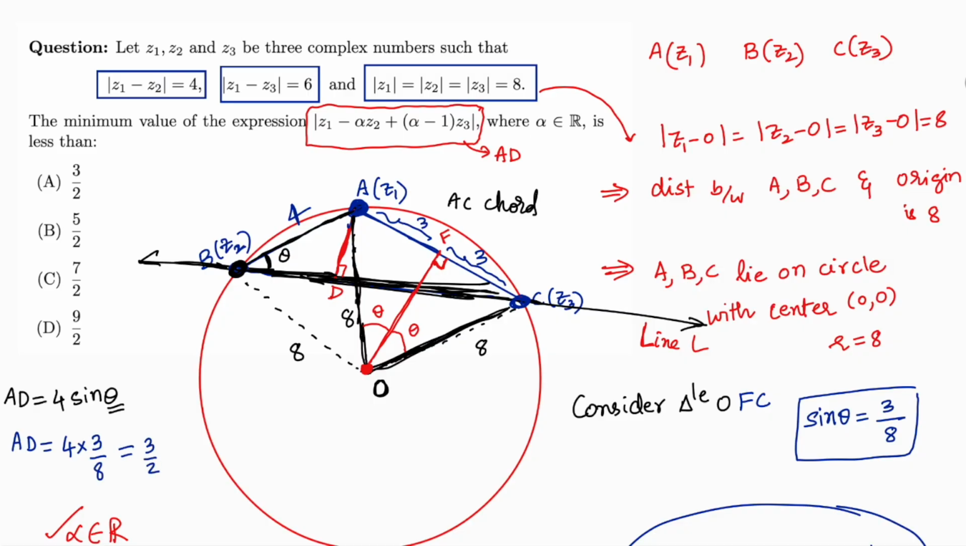That means the shortest distance between point A and the line BC is 3 by 2. That is what is asked in the question. So the shortest distance is 3 by 2. It is less than 5 by 2, 7 by 2, 9 by 2. So that would be our answer.